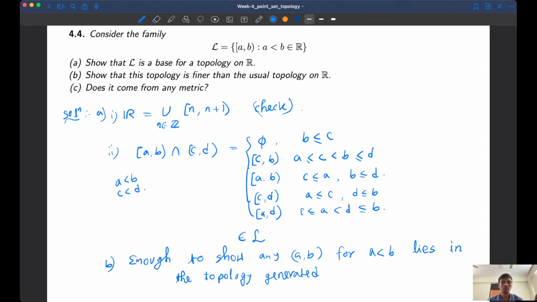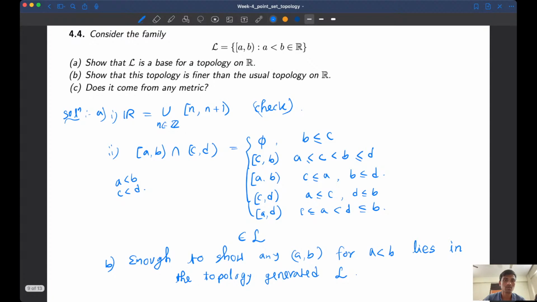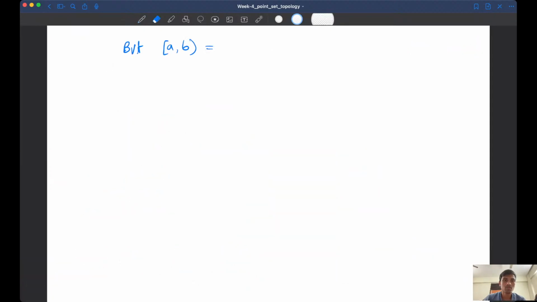So that means I have to write the interval (a, b) as a union of those sets. If I pick any (a, b), how do you write this as a union of open sets? Not closed. Yeah, but how do you write this as a union of elements of this set?